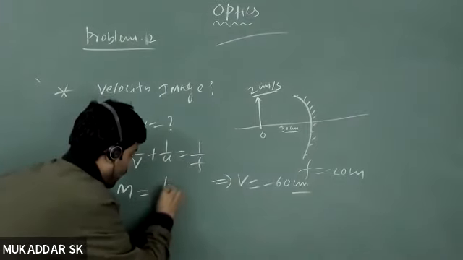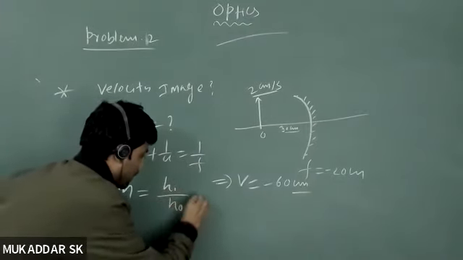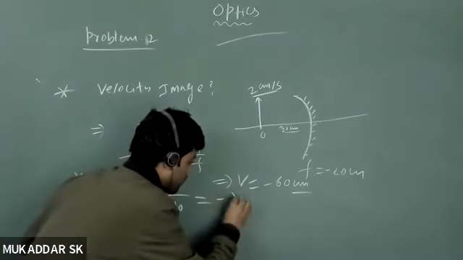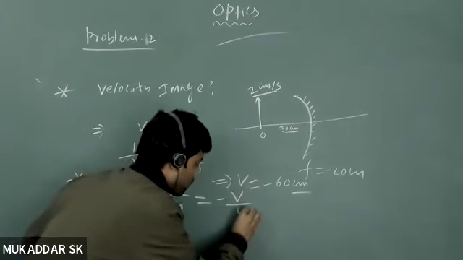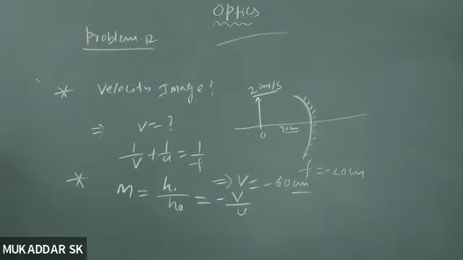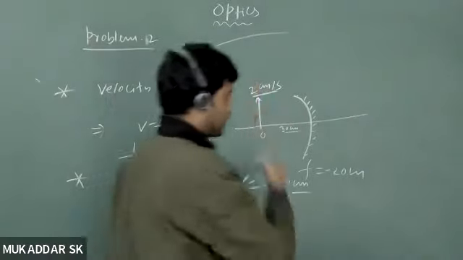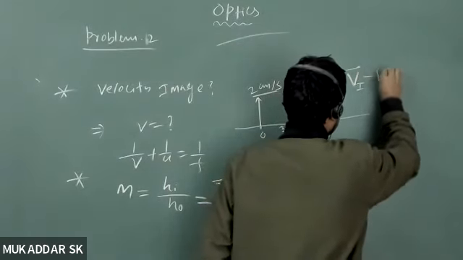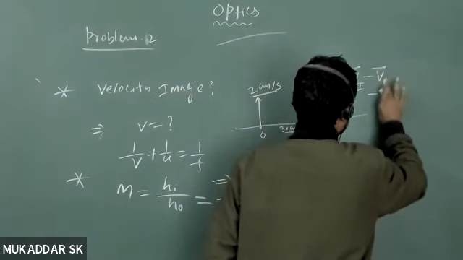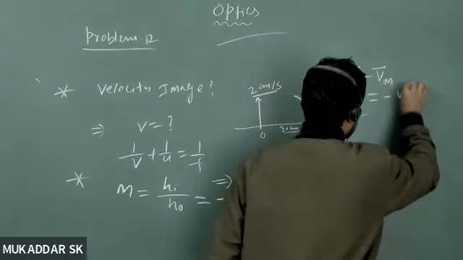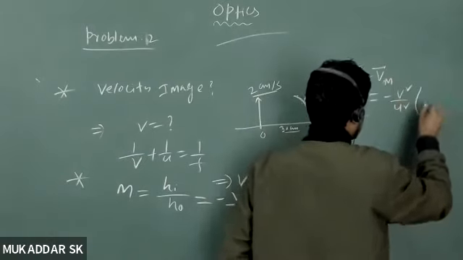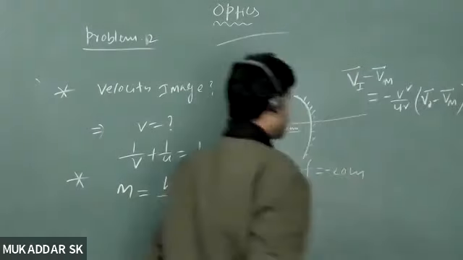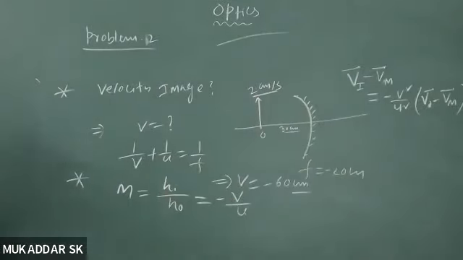That is nothing but height of image divided by height of object. And that can further be written as minus position of image to that of position of object. If you remember, in the previous class we discussed this formula: the velocity of image minus velocity of mirror is minus v squared by u squared into the velocity of object minus velocity of mirror. We have used this formula, right? Am I correct?